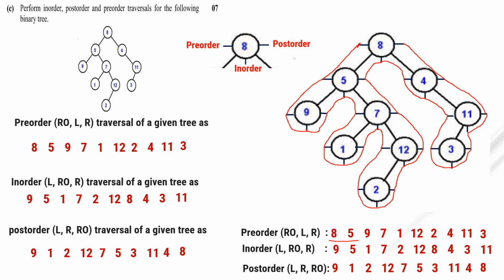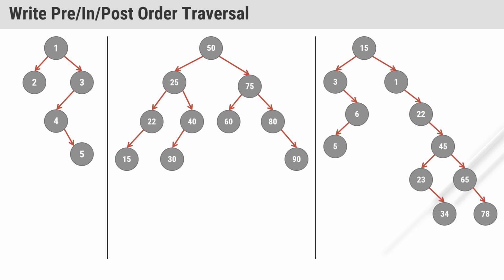So try this with the shortcut method. You get all the answers in just 10 minutes. Okay, try that shortcut method, but also remember the algorithm. The algorithm says in pre-order first we have to process the root node. In in-order first we have to check the left subtree, then process the root node. And in post-order first we have to go to the left subtree, then the right subtree, and then process the root node.